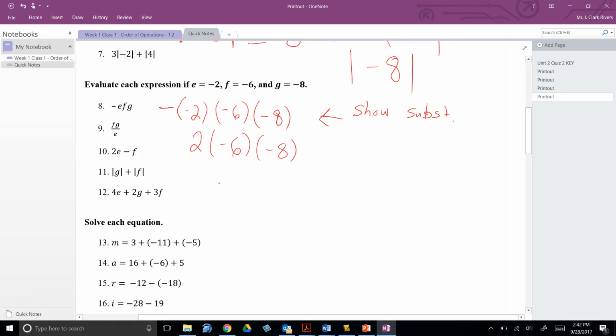2 multiplied by negative 6, that's negative 12. Multiplied by negative 8 gets copied down. Let's see here. Negative multiplied by a negative is a positive. 12 times 8, we get positive 96. So please make sure you're watching those signs. Make sure you're remembering that when you multiply a positive by a negative, that product is negative.